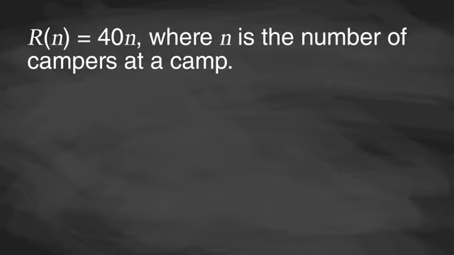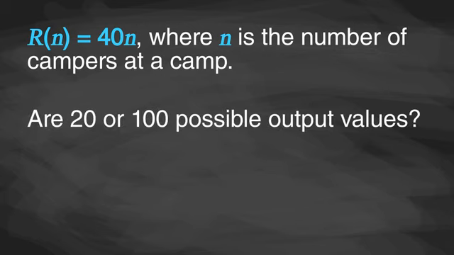Now let's look at another situation. Function r is defined by r of n equals 40n, where n is the number of campers at a camp. Is 20 a possible output value in this situation? What about 100? Explain your reasoning.